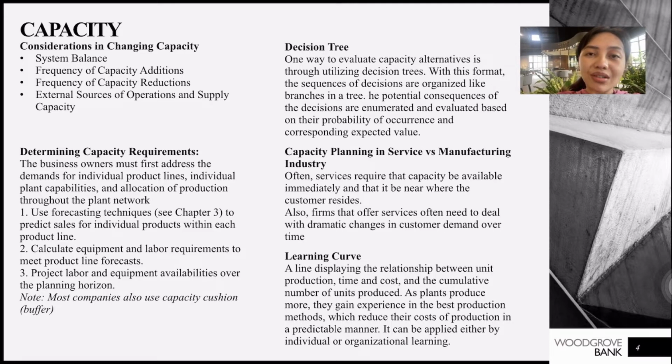To determine the requirements needed, we need a good forecasting technique in order to determine the equipment and labor requirements, and therefore to plan the availabilities over the horizon. Most companies also consider a capacity cushion, or buffer. This is to minimize the risk of material or equipment shortages and excess.